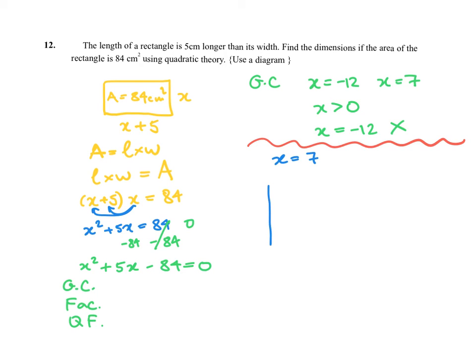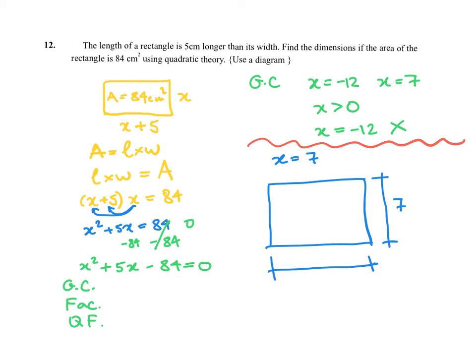So I'm going to draw this diagram again. This side was x, now that's going to be 7, and the length was x plus 5, because x is 7, it's going to be 7 plus 5 is 12, so we're going to have 12 centimeters and 7 centimeters. It's going to give us the area equal to 84 centimeters squared, and that would be the dimensions 12 by 7, giving us an area of 84.